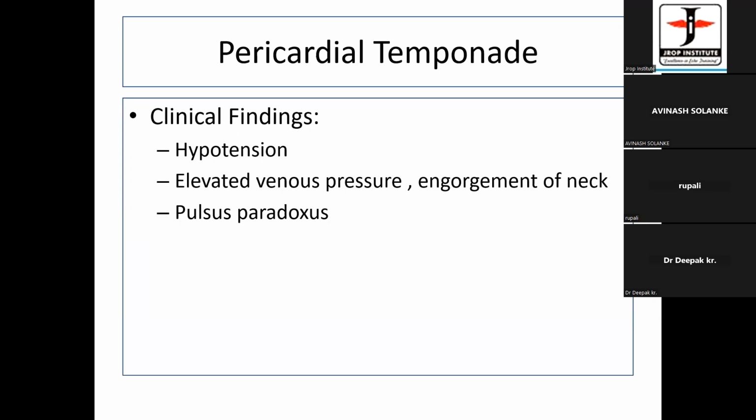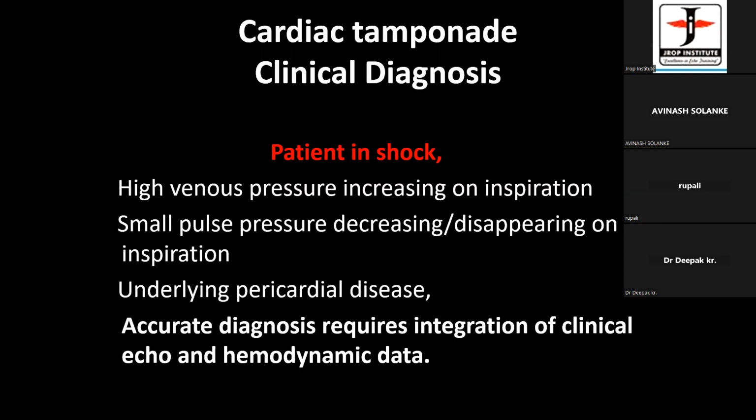There will be a fall of blood pressure because filling would not be adequate. My neck veins will engorge, and IVC plethora will be present. On top of that, when I take a deep inspiration, my pulse, because of left ventricular interdependence, will disappear completely. So one of the causes of pulsus paradoxus is pericardial tamponade.